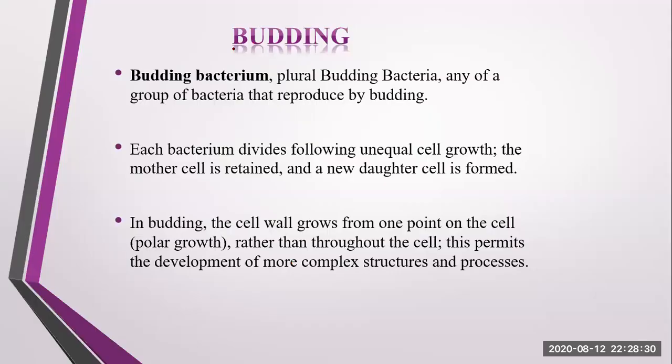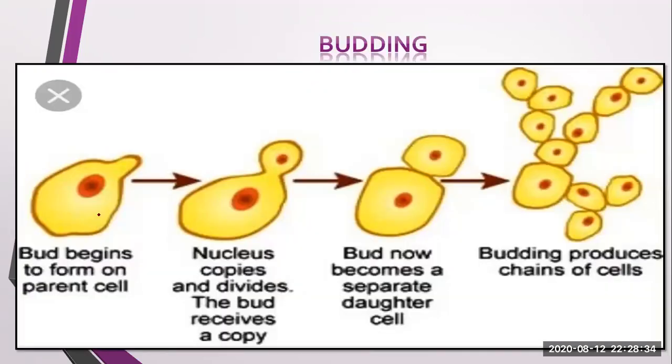Then our second one is budding. You already know we read it in bacteria. In the budding process, what happens? First, a bud begins to form from the parent cell. Then the nucleus copies into the bud. Then generally, day by day, it transforms into a new daughter cell, and from that daughter cell, lots of daughter cells can be produced, and they can elongate in a chain or be separated from the mother.